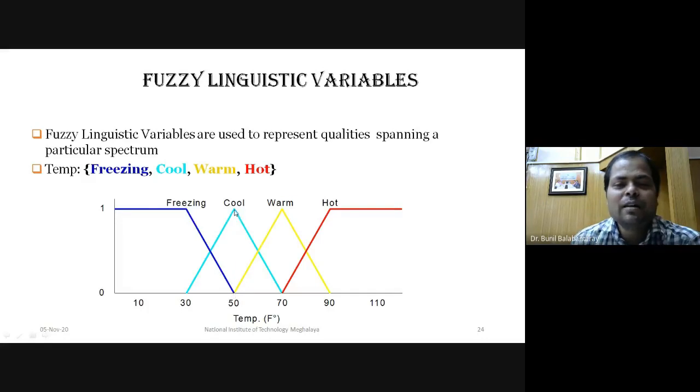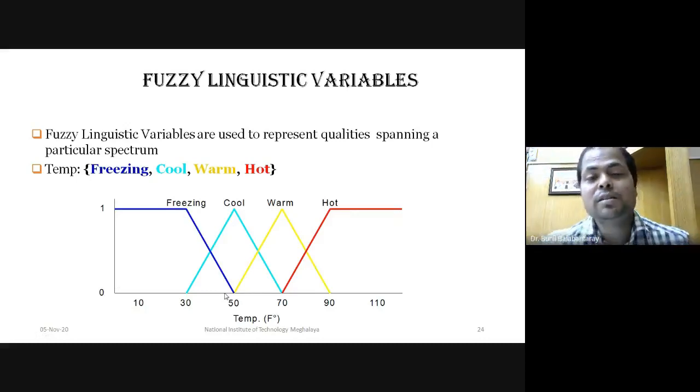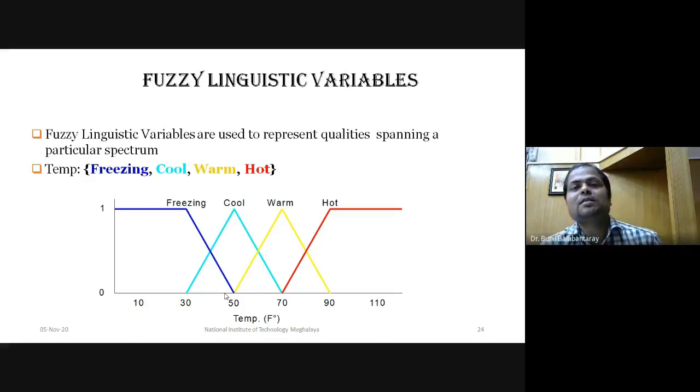Similarly, cool reaches its peak and then gradually decreases afterwards. Then warm increases. These are the four variables which I define based on the requirement, that is, what temperature level I can call cool, warm, or hot. Based on that, I can define these linguistic variables. Most importantly, to utilize fuzzy logic, we need to understand which linguistic variables are to be used and how they can be defined.